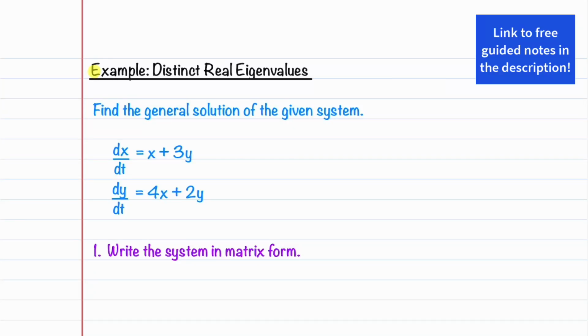We're going to walk through an example where we're going to be solving a system of first-order linear differential equations for the case where we have distinct real eigenvalues. We're going to find the general solution to the system of equations dx/dt is equal to x plus 3y and dy/dt is equal to 4x plus 2y.